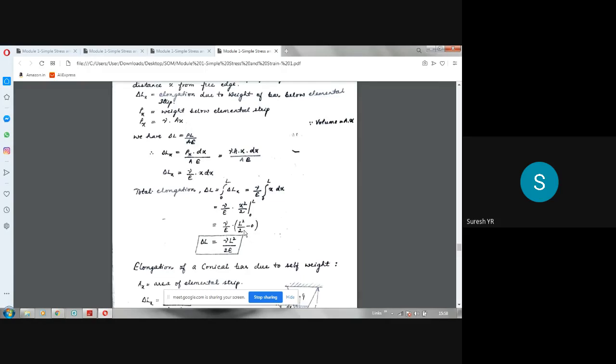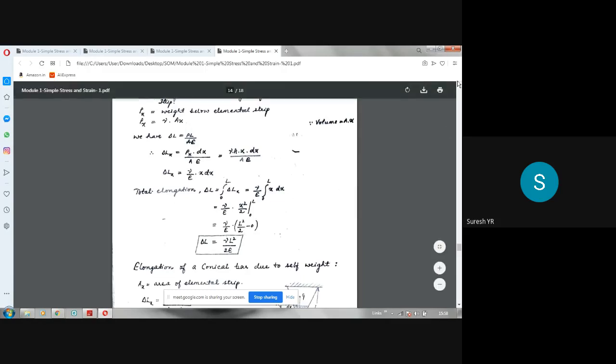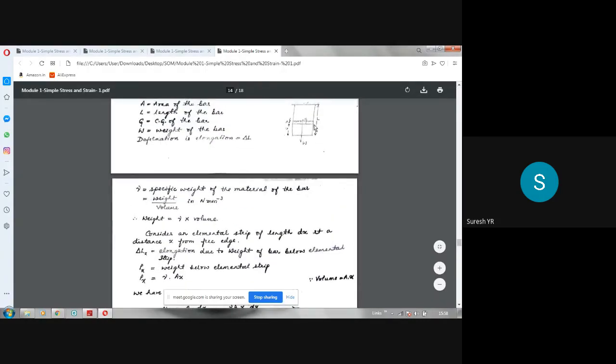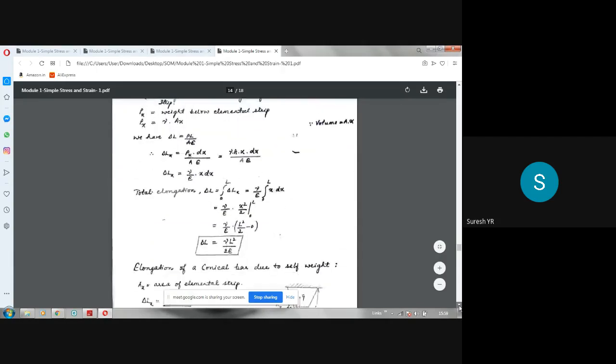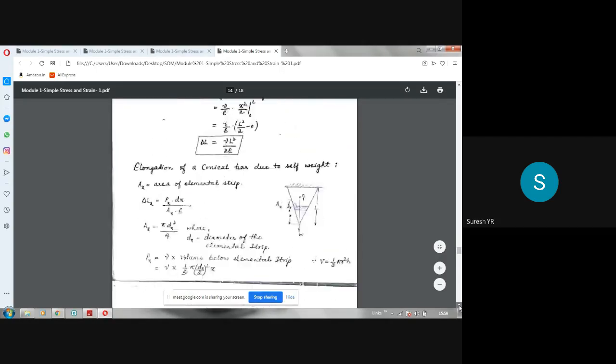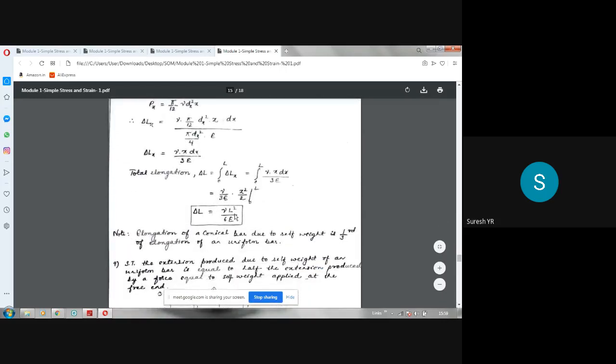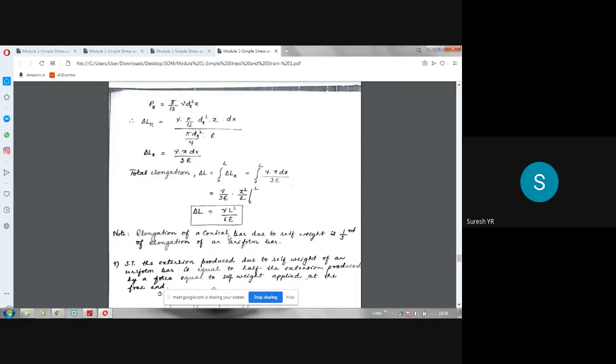This is a simple derivation by taking an elemental strip and applying the formula of PL by AE. So this is the elemental strip. So you can calculate the deformation due to self weight of a cylindrical bar. This is a cylindrical bar, that means the area remains the same. Similarly, you can have it for a conical bar. For a conical bar, this is the formula. They may give a problem. Just the gamma value they will give. L will be given. E will be known. So just simplify that.